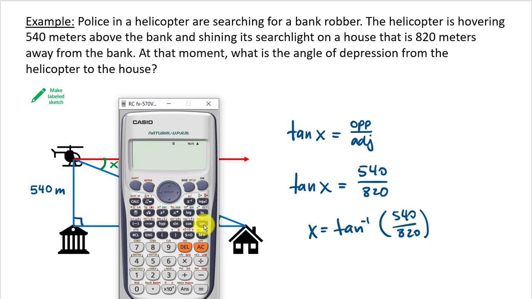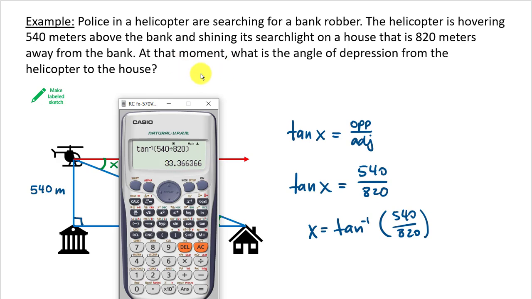On my calculator, the inverse tangent function is written right above the tangent button. So I have to activate it by pressing Shift and then tangent. Okay, tangent inverse, and then I'm entering 540 over, which is the same as divide by 820. That equals, okay, that is the value.